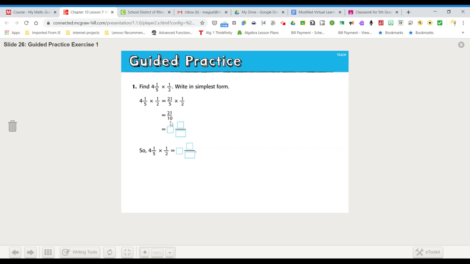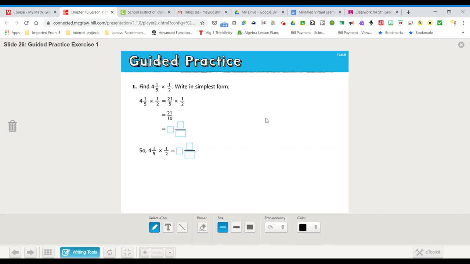And then here's that step, changing this back into a mixed number. So 21 divided by 10. How many times does 10 go into 2? It doesn't. We'll put a little X there. 10 goes into 21 twice. 2 times 10 is 20. Subtract that off. You get 1 left over.